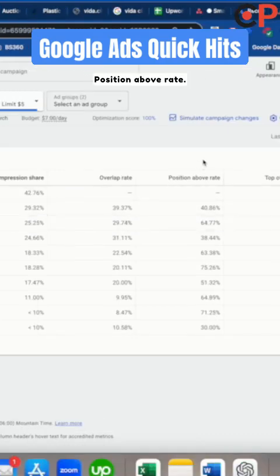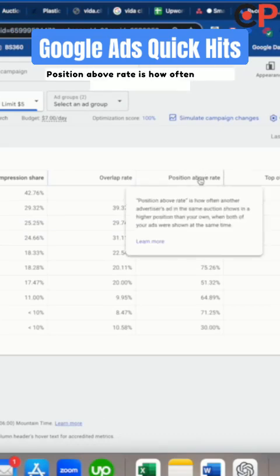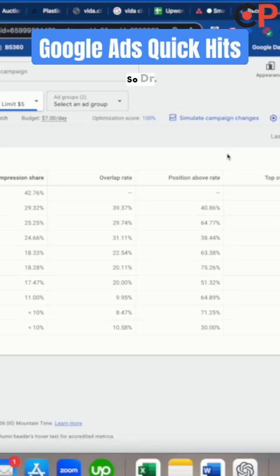Position above rate. Position above rate is how often another advertiser's ad in the same auction shows in a higher position than your own when both of your ads show at the same time. So Dr. Isabel, 40% of the time she's above us, 60% of the time we would be above her.